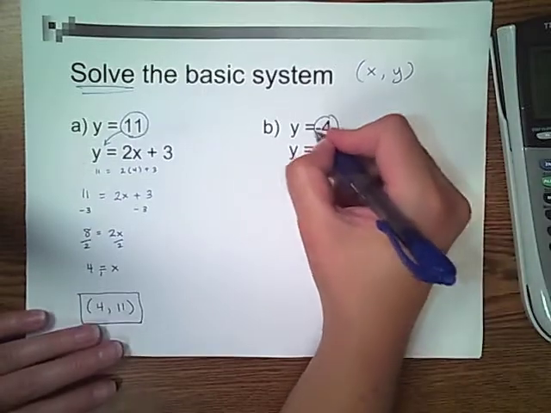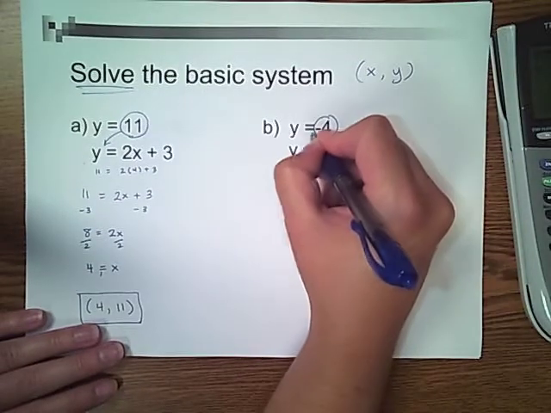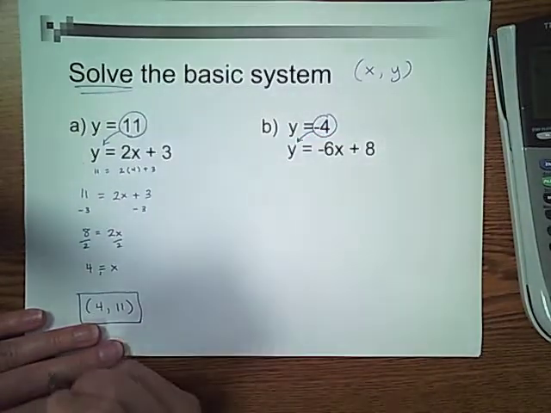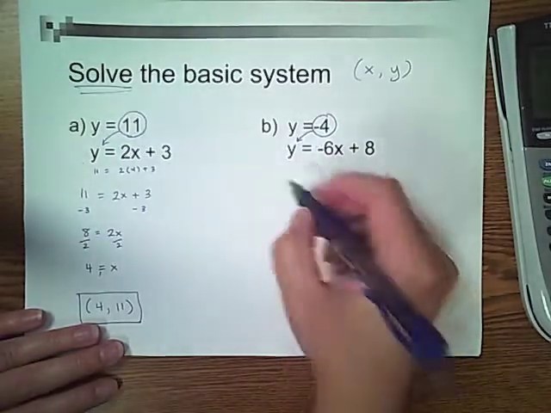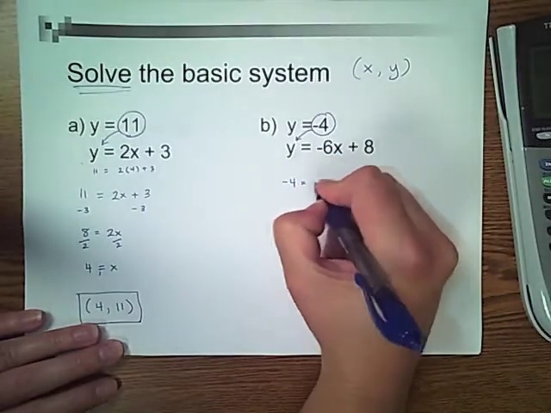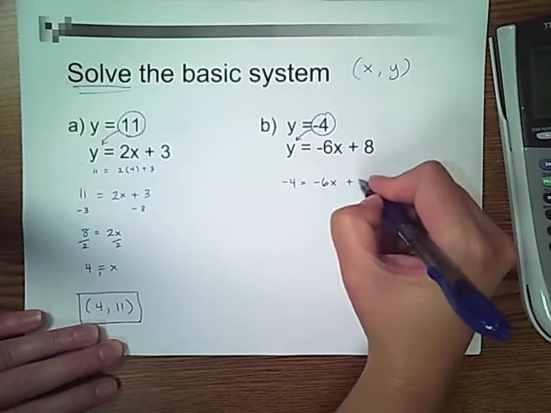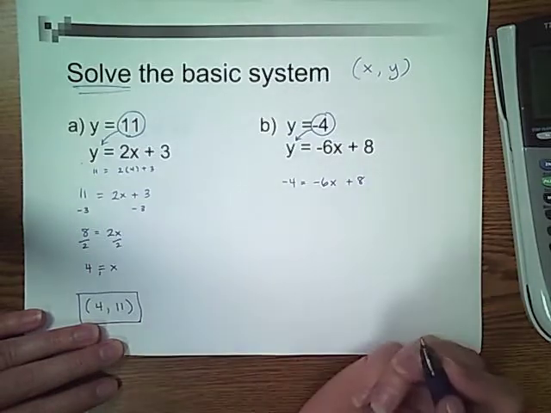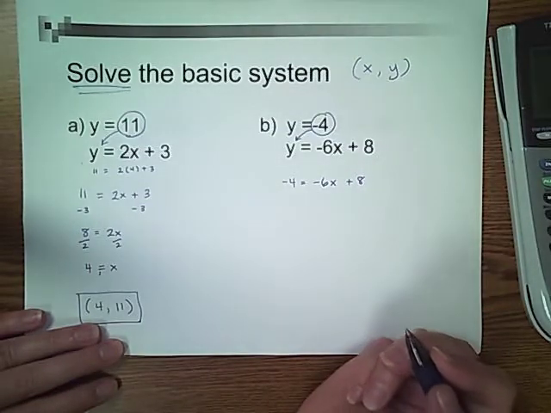All right, so I'm going to take this -4, and I'm going to plug it in where I see y, because it's what y equals. So -4 equals -6x plus 8. Okay, this one's a little trickier. It's got some negatives and things, so we just have to be really careful.